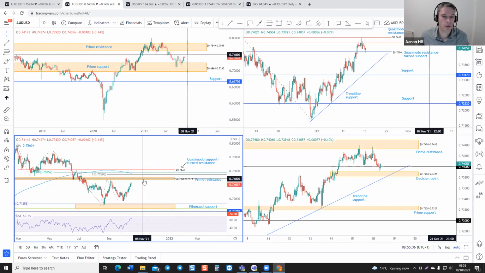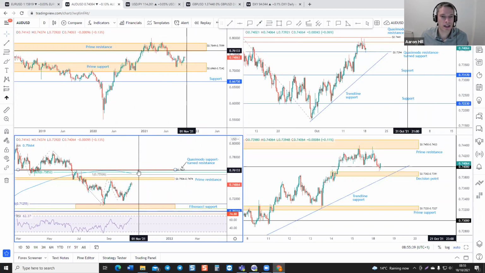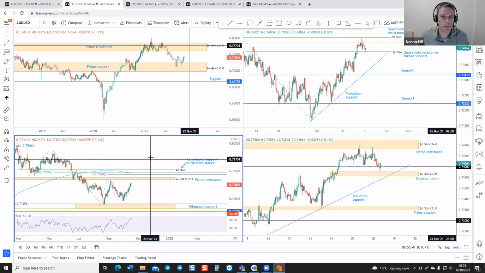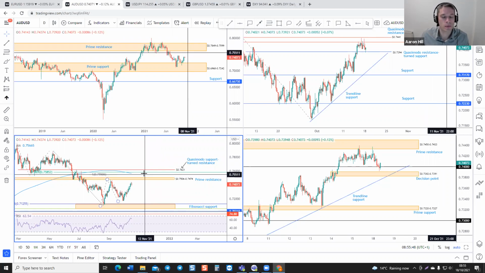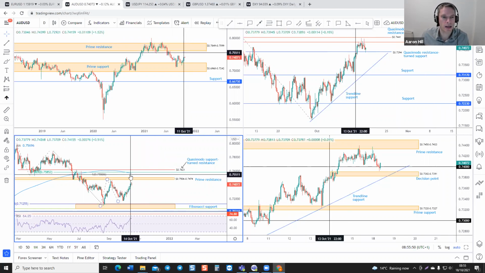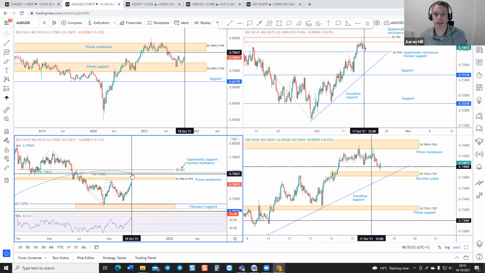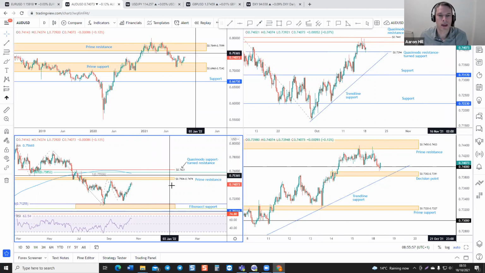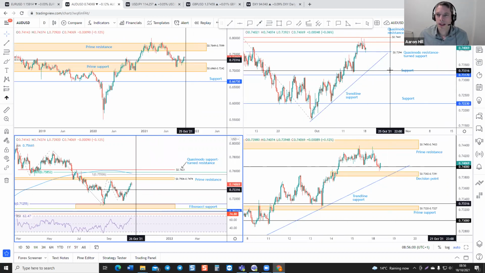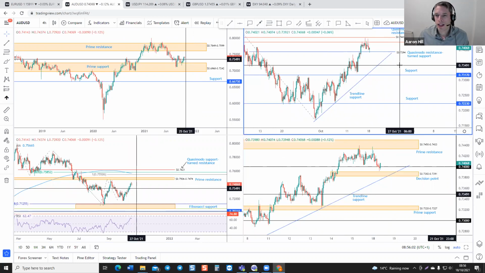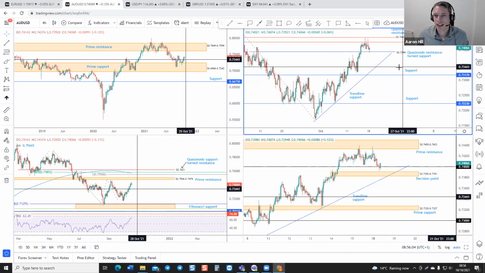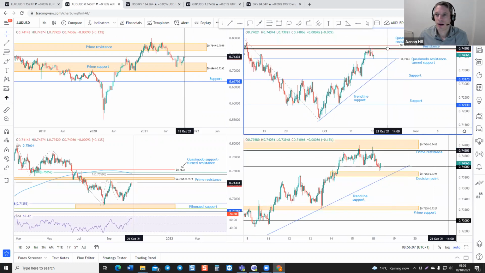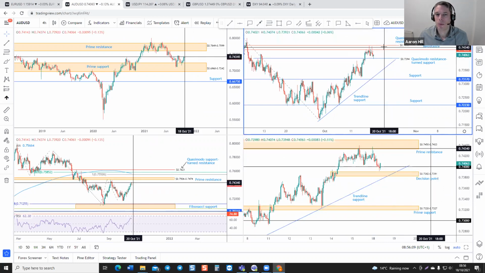If we overthrow this area, we are then looking at reasonably healthy resistance comprised of a Quasimodo support turned resistance at 76.21 and 2 Fibonacci ratios along with the 200-day simple moving average, which is currently trading at 75.67.